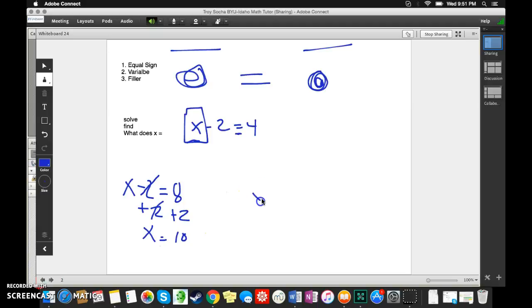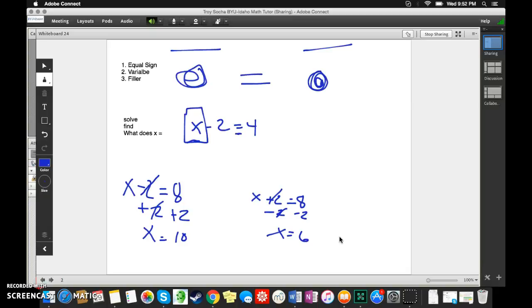Now if we have x plus 2 equals 8, we're going to subtract 2, and then those cancel out because that's the inverse process, and we get x equals 6. Equations are all about using the inverse process to produce an answer. We're looking for something that equals x that can produce an equation.